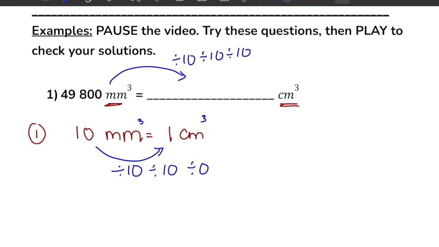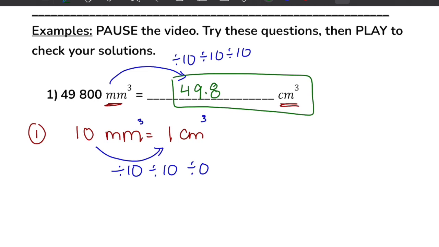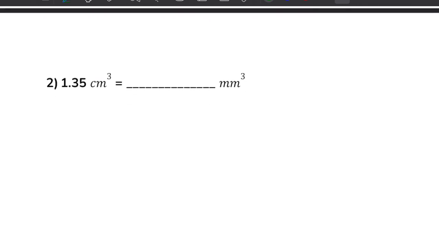So that's like dividing by 1,000. Okay, and when you plug this in your calculator, you should end up with 49.8 centimeters cubed. This is the answer. Okay, now let's do another question.